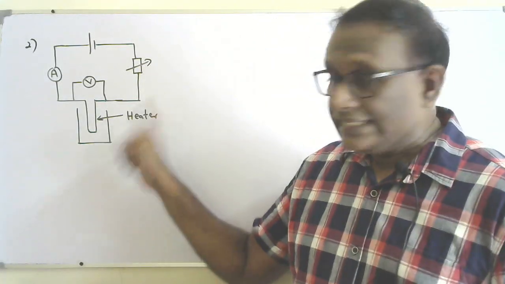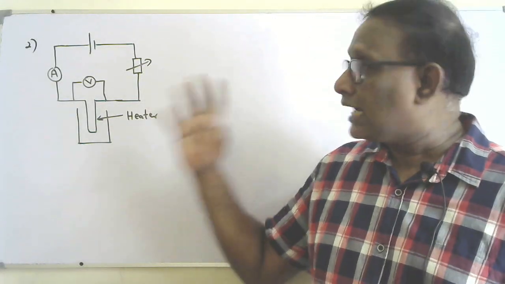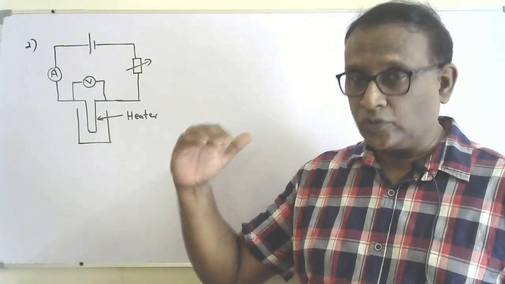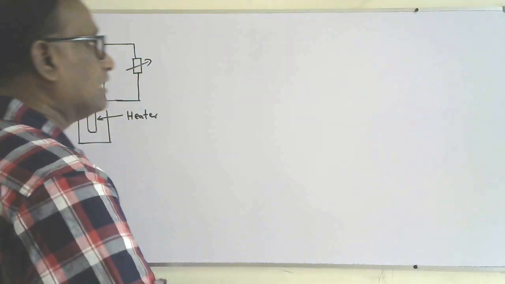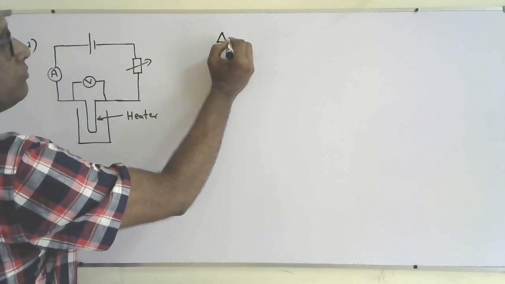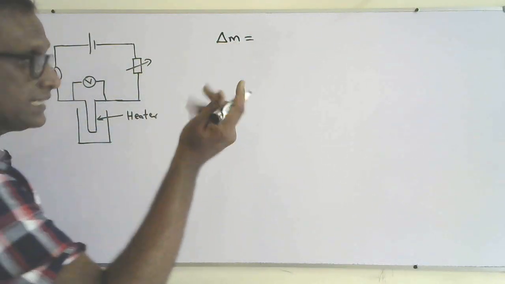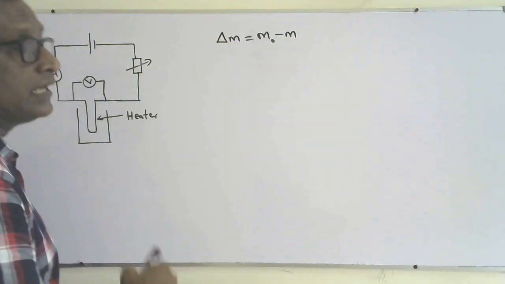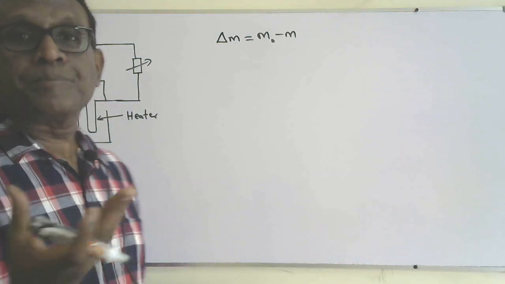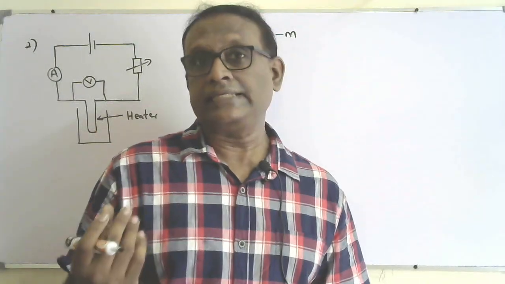So we know the initial mass when we start the practical. When the water starts to boil, we record the mass. If I say that is the mass m naught, the initial mass is m naught, the amount of mass displaced or vaporized is m naught minus m at a particular time. That is the amount of mass vaporized during that time.